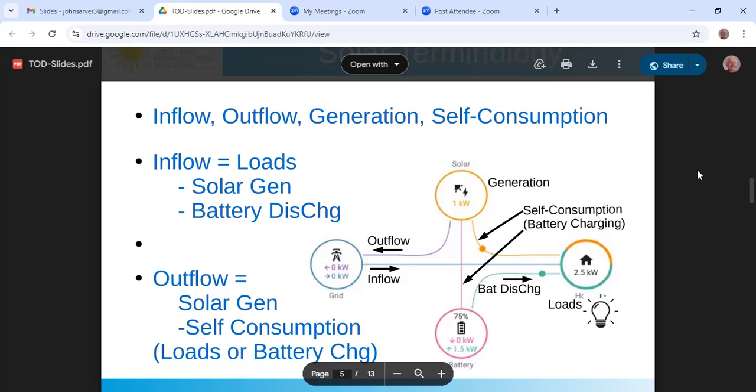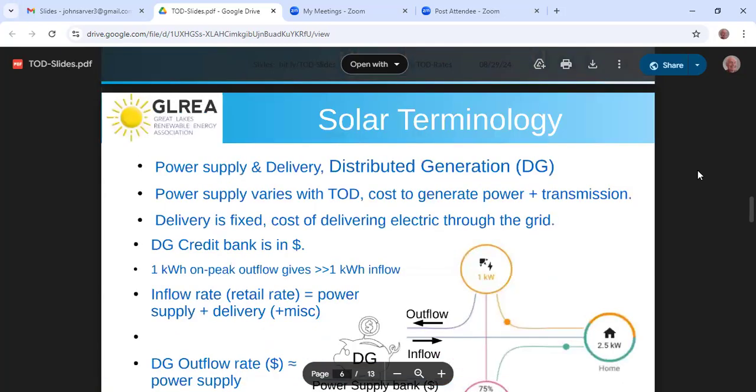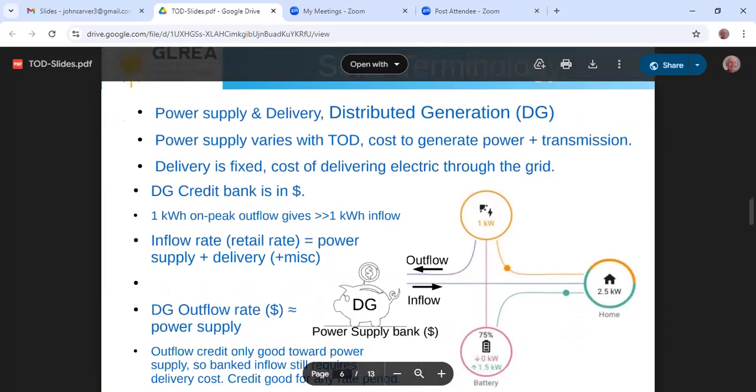Net metering used to be whatever you send out, you can get the same number of kilowatt hours later. But I'll talk a little bit more about that in a few minutes. Go ahead to the next slide. I think this is more terminology. So scroll down a little bit more.